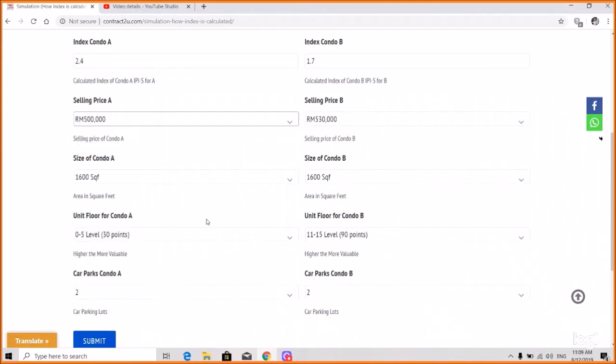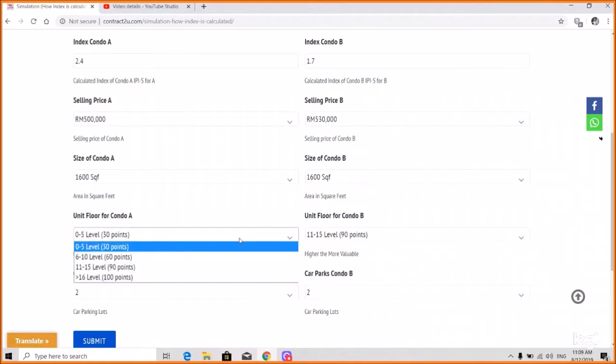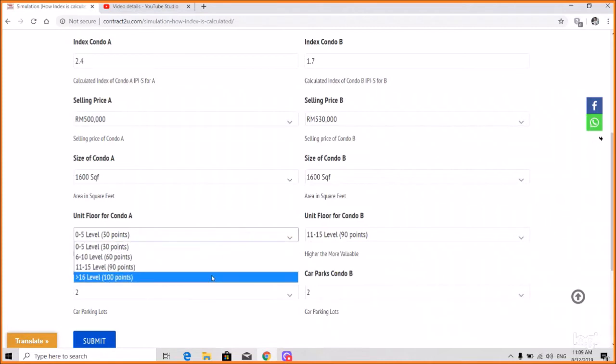So when it is 500,000 at the lower floor, it actually shows that the number has reduced from the number just now, which was at 2.5, now into 2.4. Still a higher price than 1.7, until it actually comes to a higher floor. So let's say it is at the 20th floor.